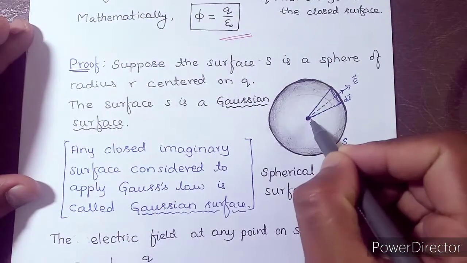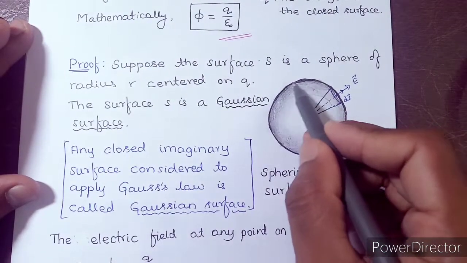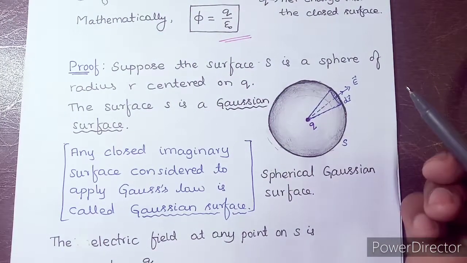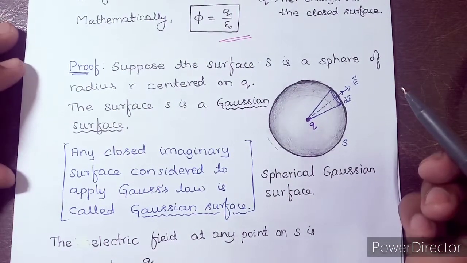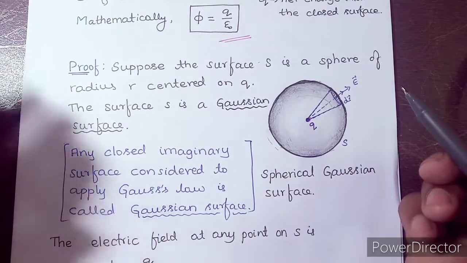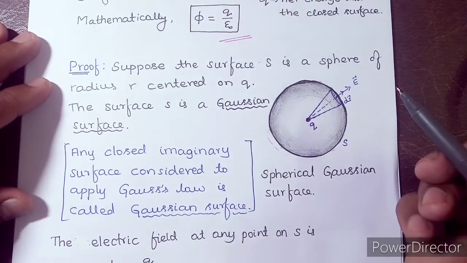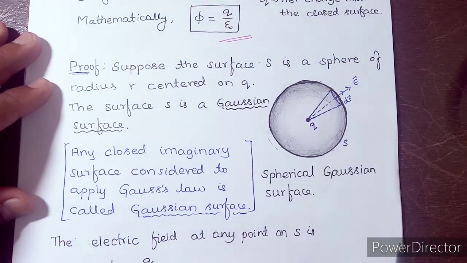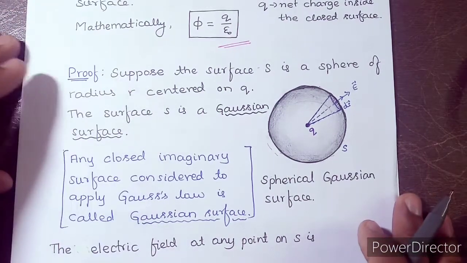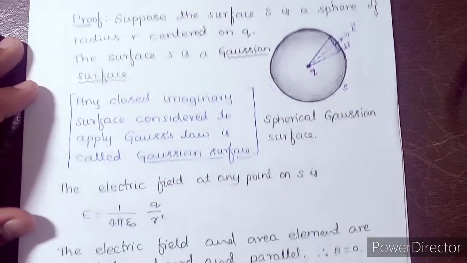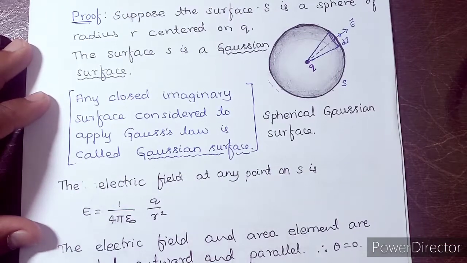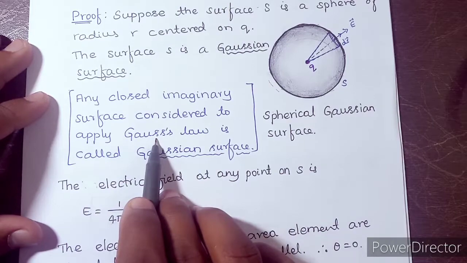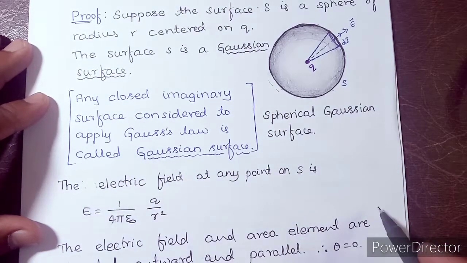Since the whole charge is here, we can consider the surface of this sphere as a Gaussian surface. A Gaussian surface is the imaginary surface considered to apply Gauss law. So we can apply Gauss law for this surface, but we are going to prove that. Here I have given the definition: any closed imaginary surface considered to apply Gauss law is called a Gaussian surface.